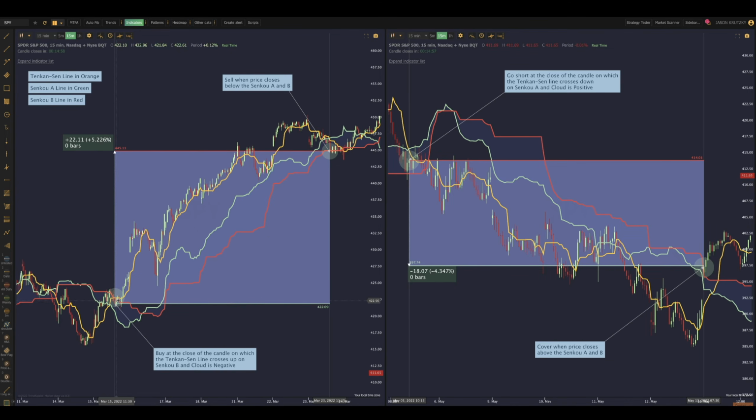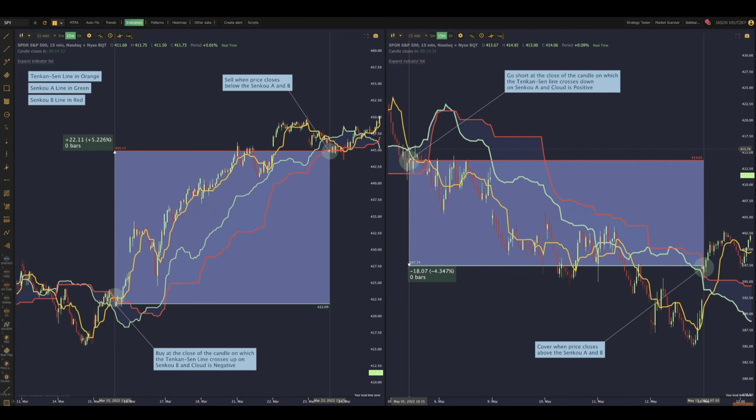We enter in on the close of the candle in which this cross occurs, and we're going to exit when price closes below both the Senkou A and the Senkou B. That happens here. We make a profit of 5.2%.